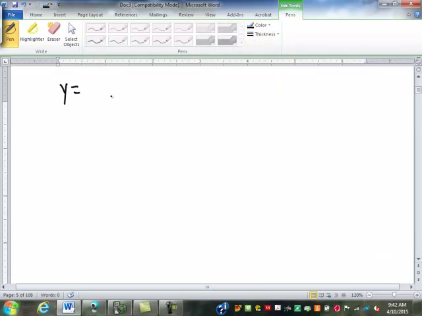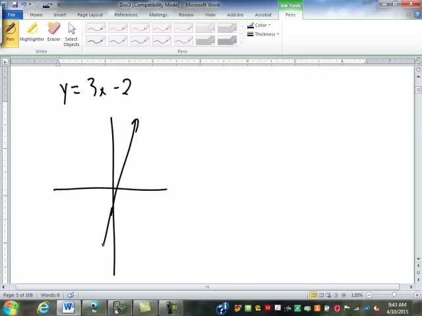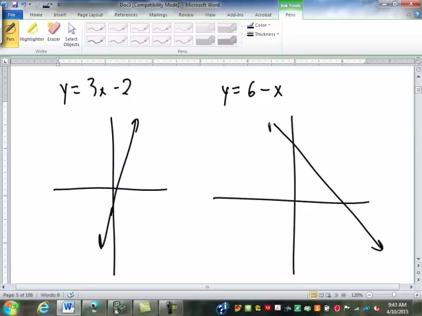Y equals 3x minus 2? Minus 2, okay. So that should look something like this. Second one? Y equals 6 minus x. Probably something like that.